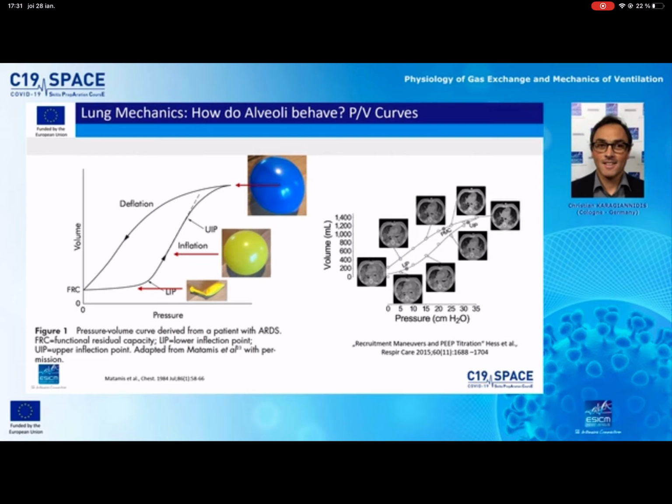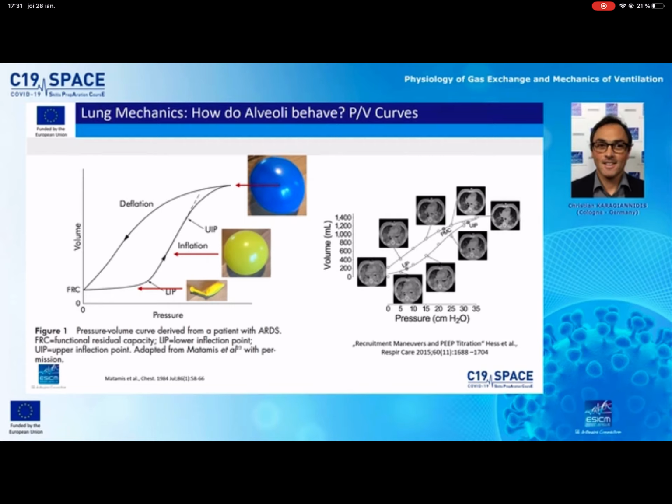On the left-hand side, you see that we have a certain volume of the lung still left, but with a completely closed lung. And you can compare that to a balloon. First of all, you need a certain pressure. Then the balloon starts to inflate. And if you put too much air in the balloon, this balloon will burst.